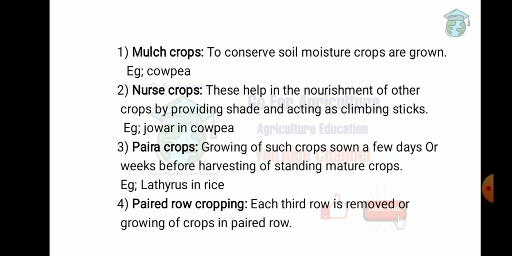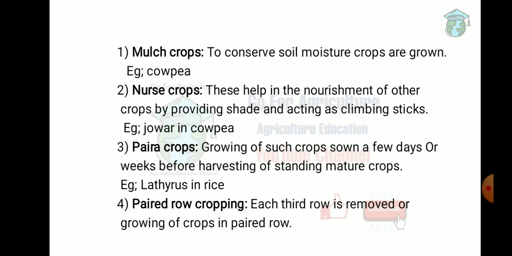Next question, growing of crops sown a few days or weeks before harvesting of standing mature crops. This is known as para crops. So this is also known as Utera crops or relay cropping. This is nothing but the second crop is grown when the first crop reaches reproductive stage. This is called overlapping cropping also we can say. So example is Lathyrus in rice.